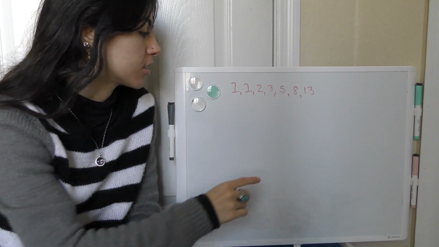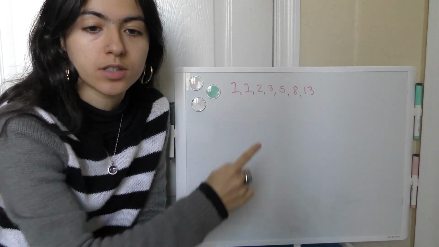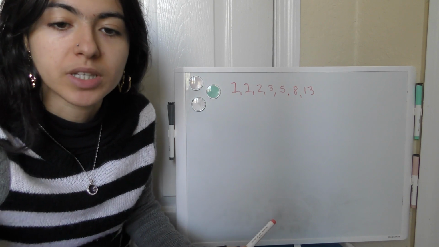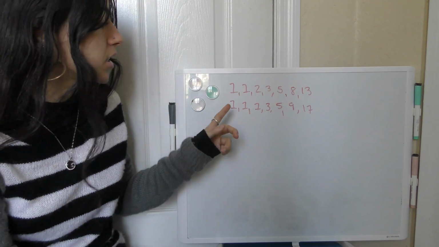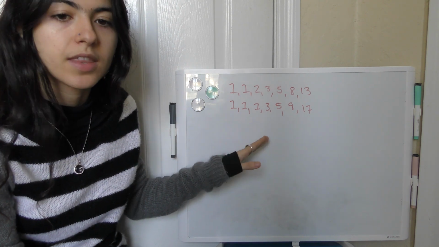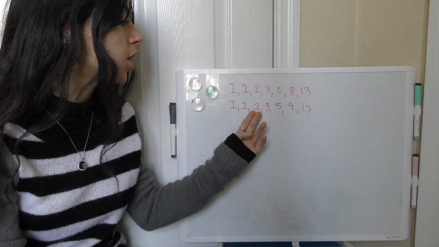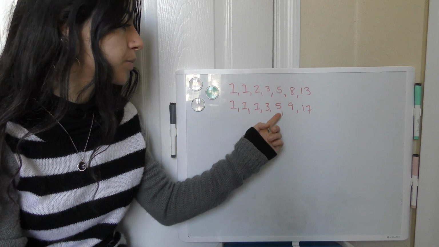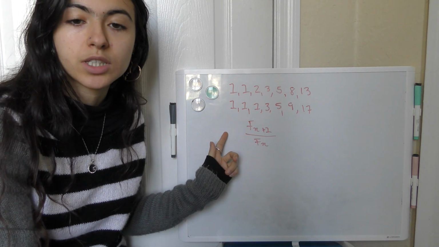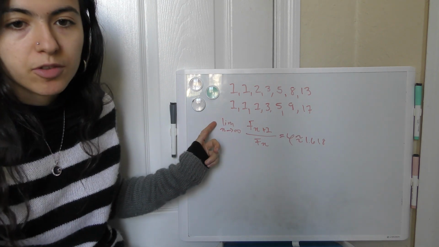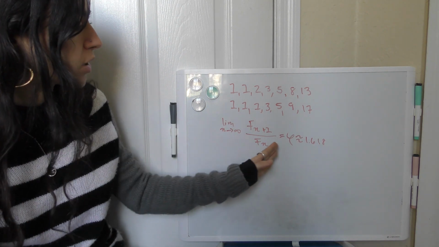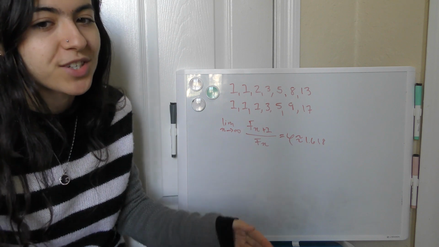The Fibonacci sequence starts with 2 1s. Then each following term is the sum of the 2 previous terms. The Tribonacci sequence starts with 3 1s, then each following term is the sum of the previous 3 terms. Let's look at the ratio of consecutive terms in the Fibonacci sequence. The limit of the ratio of consecutive terms equals phi, the golden ratio.